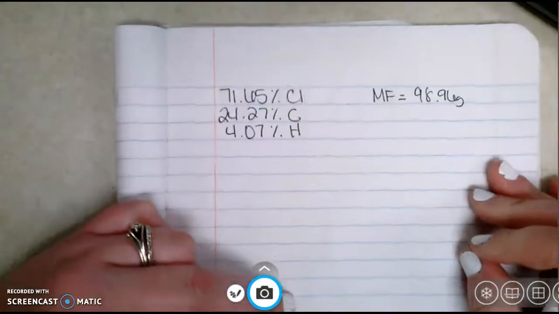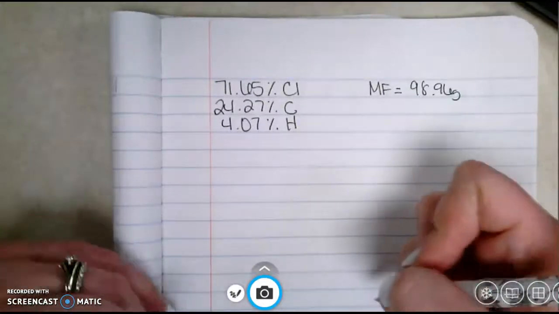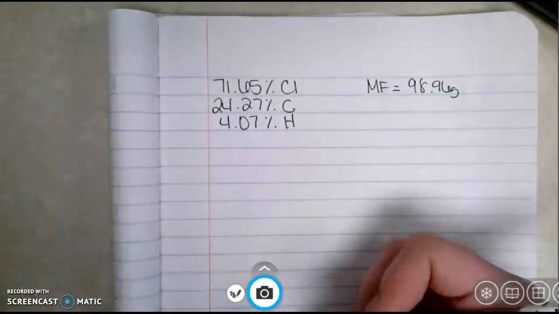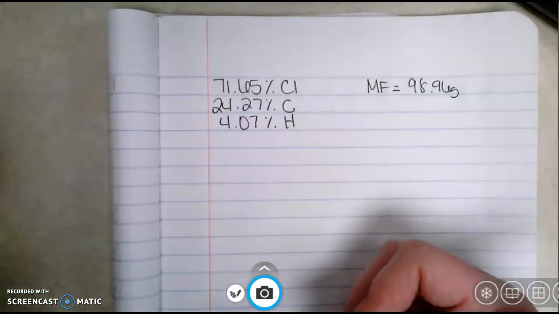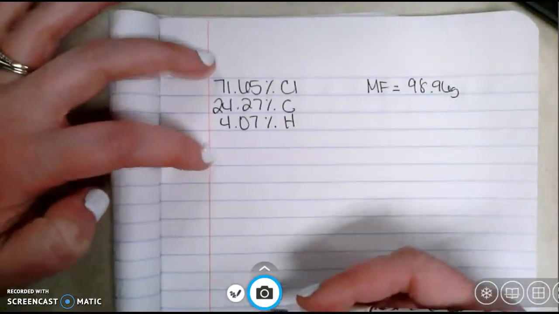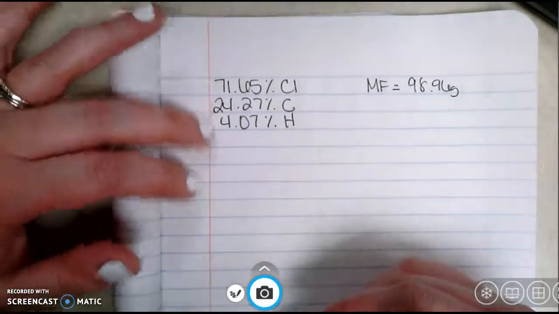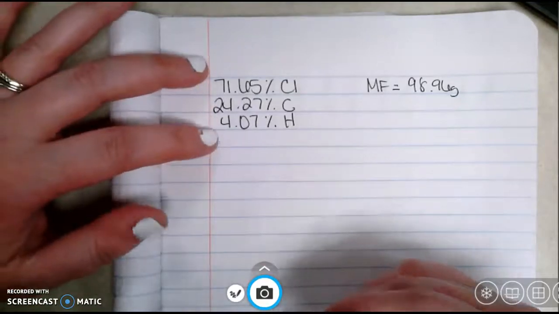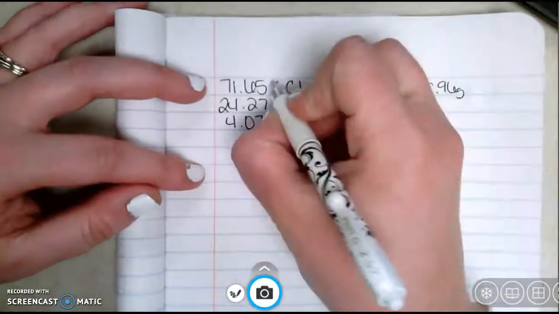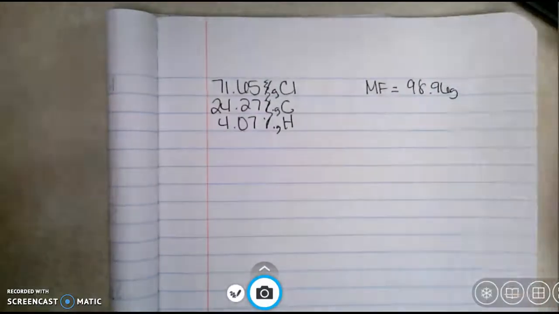Okay, so our first step is we are going to find our empirical formula. So just like yesterday, and the day before, if I have these values, I don't necessarily know how much the original sample weighs, but I know that these percentages are going to have a ratio that is equal no matter how much sample you have. So I'm just going to say that instead of percents, these are all grams.